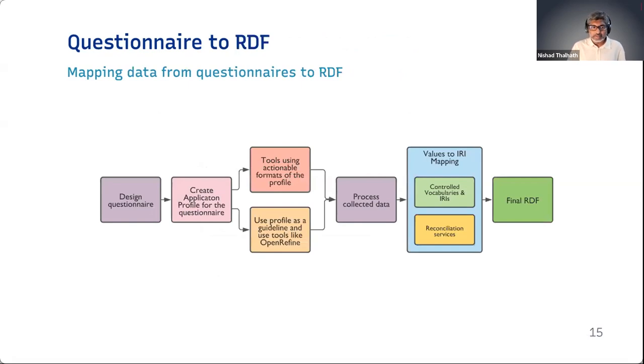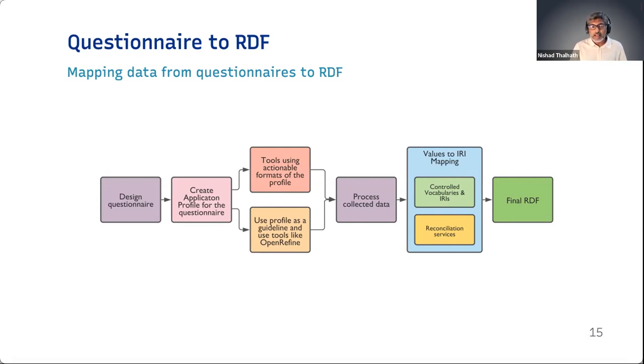So the general approach is that you design a questionnaire, then you create a profile for the questionnaire, then use some sort of tools to produce an actionable format of the profile. Or in an alternative way, if you don't have sophisticated tooling for the profile, you can use some interactive tools like OpenRefine to do it interactively. In our approach, we are not going that way, but that's comparatively easy, and much literature is available on how OpenRefine can be included in this process. But our approach is more on the application profile.